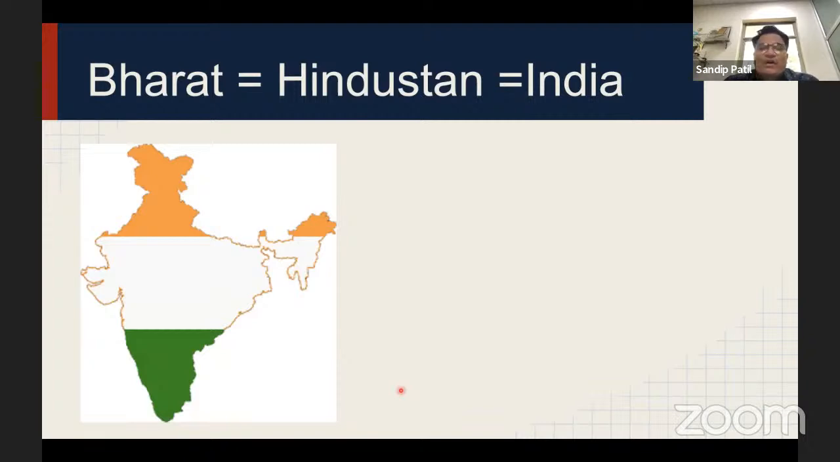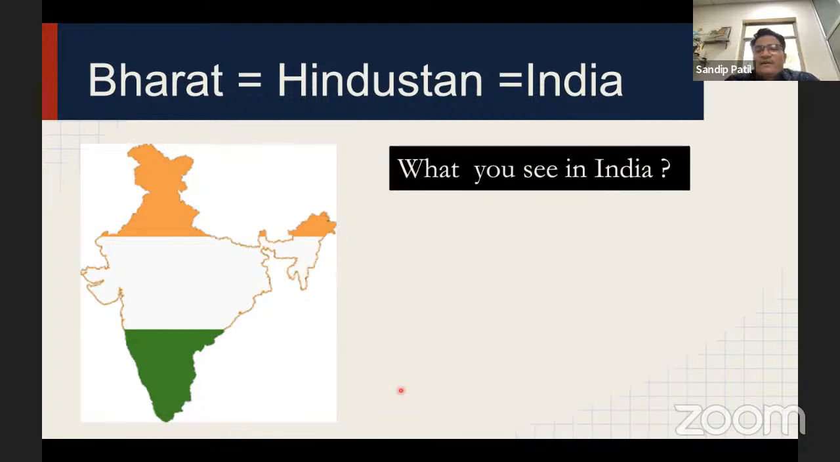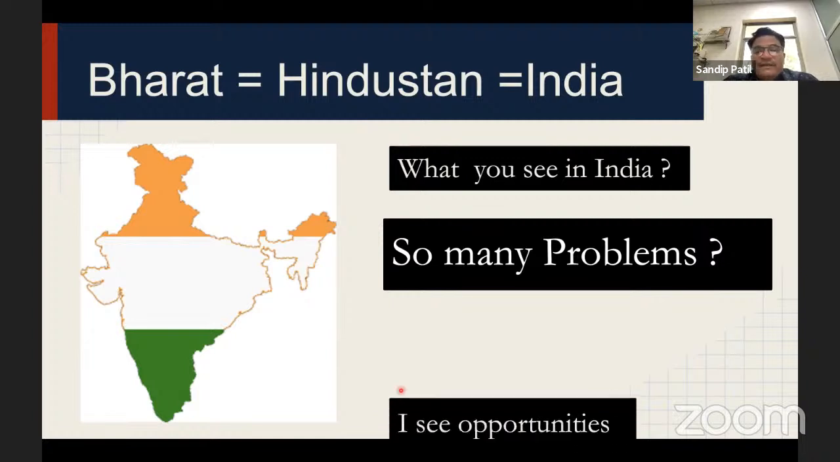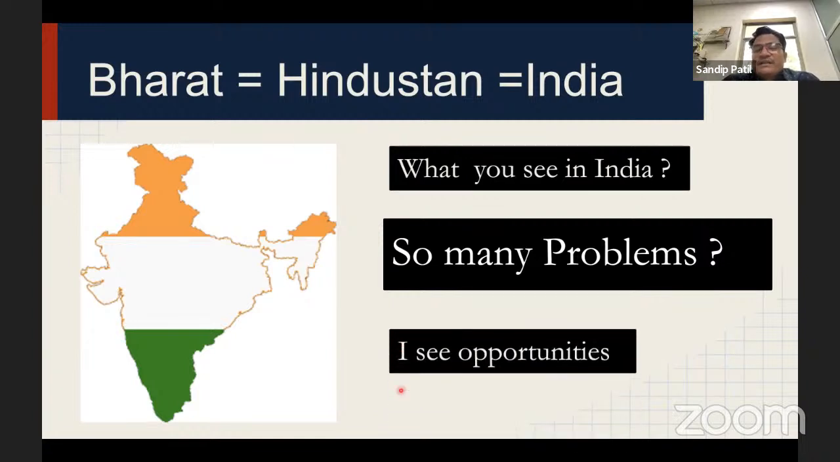So what we see today in India, earlier we used to call it Bharat, then Hindustan, and India. But you do remember that, considering all the transformation from Bharat to India, one thing is always common. And what is that? There are so many problems. As I said, one thing you always see in India is so many problems. So in my opinion, if there are so many problems, I see only opportunities. And many people only see the problems.